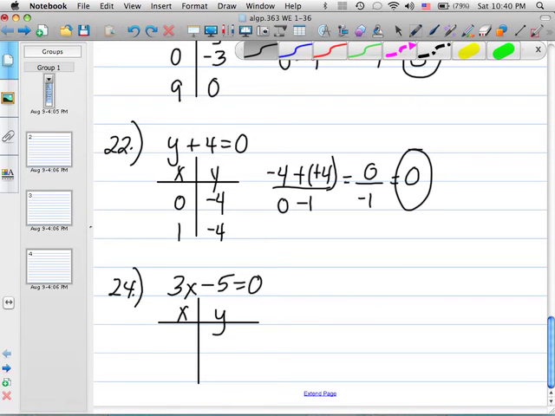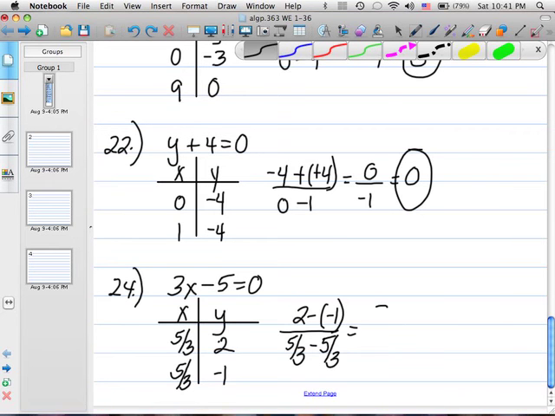The only way to get 0 here is to let x be 5 over 3. And y could be anything, such as 2. So x will always be 5 over 3 to get that to be 0, and y could be negative 1. So the change in y, 2 minus the negative 1, over 5/3 minus 5/3. I'm going to get 3 over 0, can't divide by 0, so no slope.